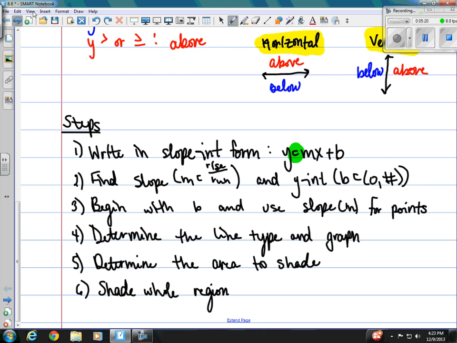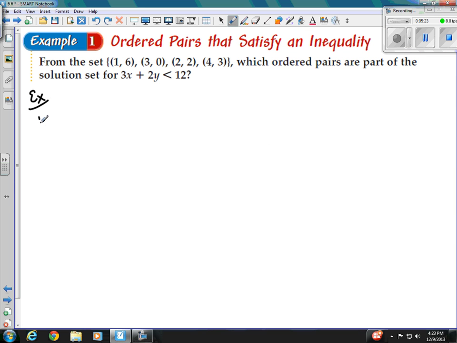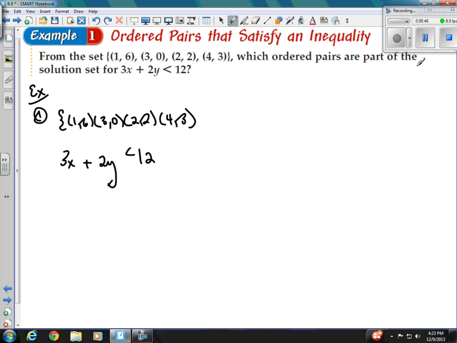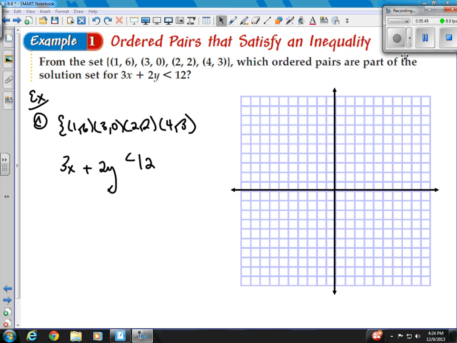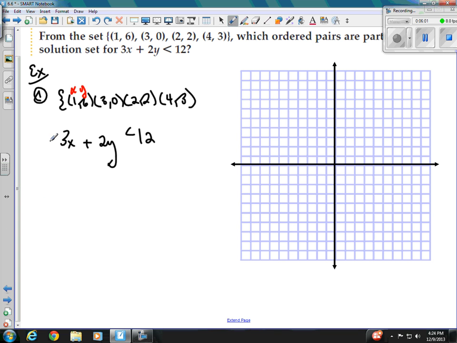Alright, so let's look at some examples now. Example 1 says from the set (1, 6), (3, 0), (2, 2), and (4, 3), which ordered pairs are a part of the solution set for 3x plus 2y is less than 12? So there's two ways you can do this. You can go above your ordered pairs and write x and y and plug in the values into your equation and make sure it's less than 12. Or what we're going to do today is we're going to graph it and then check the ordered pairs.